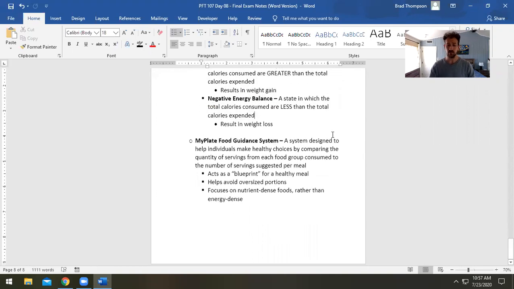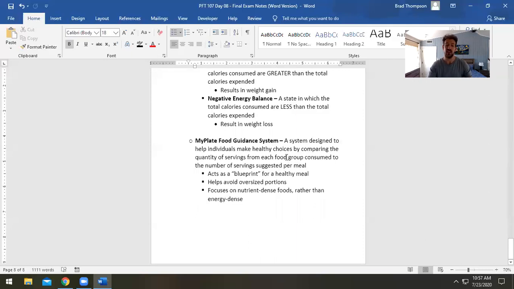But another thing, like we've been talking about, sort of a through line through this whole talk, is making sure that we are making nutrient dense food choices, right? We want to consume foods that are very nutrient dense. And one of the best ways to do that is to teach our clients how to use the MyPlate food guidance system, which sort of replaced the traditional food pyramid that we might have learned about when we were kids. It's a system that's designed to help people make healthy choices by comparing the quantity of servings from each food group, primarily fruits and vegetables, whole grains, and lean proteins, to the number of servings suggested per meal.